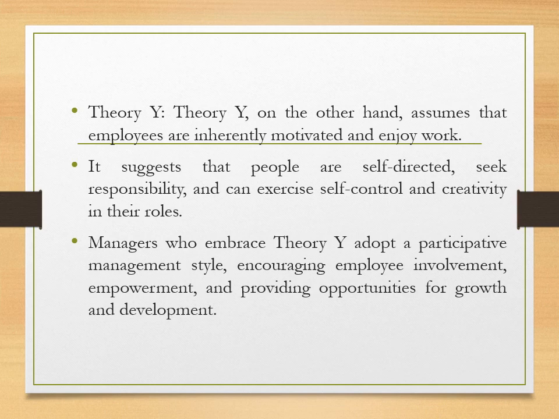McGregor states that X theory people do not accept challenges and prefer to do their routine work, whereas Y theory people love to accept challenges. X theory people prefer to be followers, whereas Y theory people would like to be leaders. X theory people are orthodox in nature, whereas Y theory people accept new ideas. They are creative in nature.